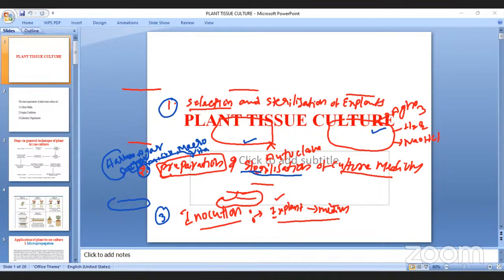That's why it needs to be carried out in a specialized chamber. The chamber is called laminar airflow. The chamber is called laminar airflow. I will write.